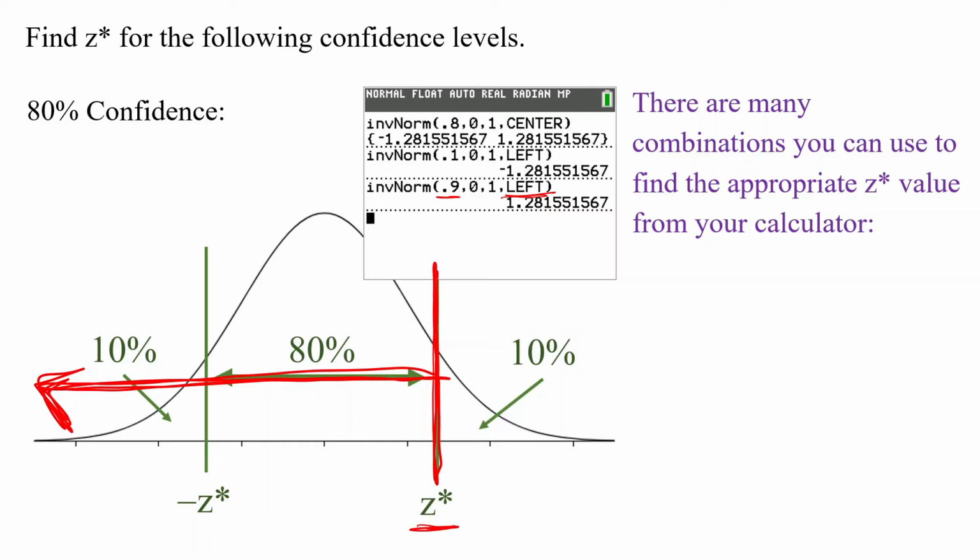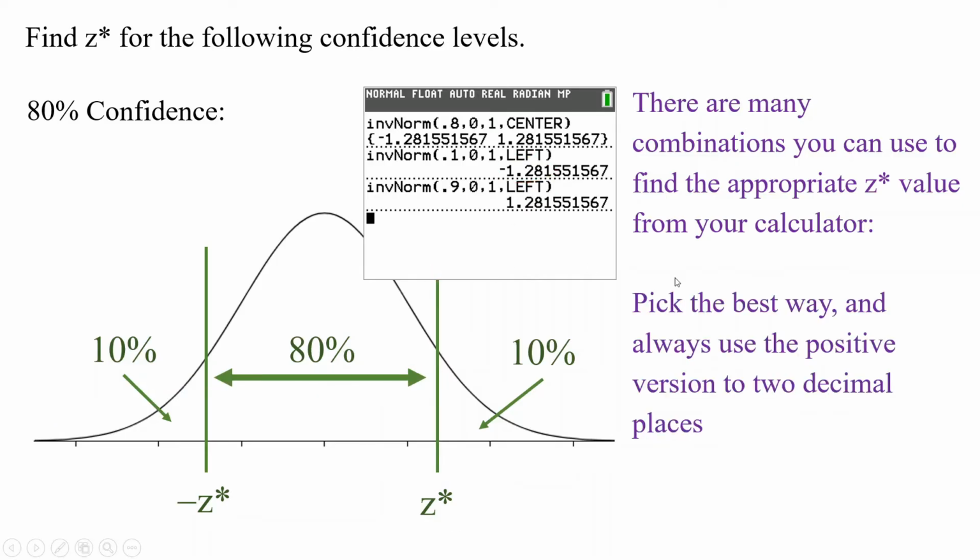Okay. Now, I say it doesn't matter if you get the positive or the negative version of Z star, because in our confidence interval, we're just always going to use the positive version. Okay? You just want basically the absolute value of it. You want to just know what is the magnitude, how many standard deviations am I going up and down. And for us, in this example, Z star is 1.28.